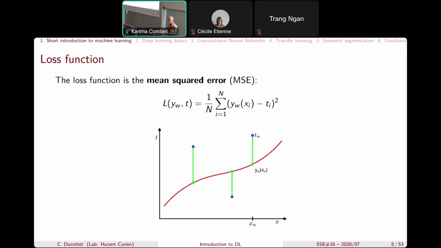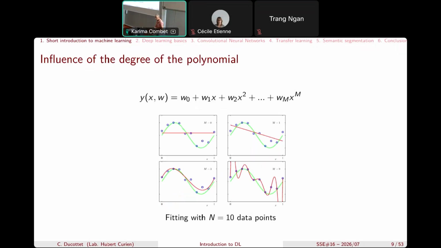So if we want to solve this problem, we will choose a loss function. The loss function, what is its purpose? The purpose of this loss function is to compare the output of the function for a given sample to the real output, so the ground truth output, what we want to have as value. And we compute an error, and we sum over all the samples. This loss has to be minimized. And in fact, we want to find the coefficient W0 to Wm such that this loss function is minimal.